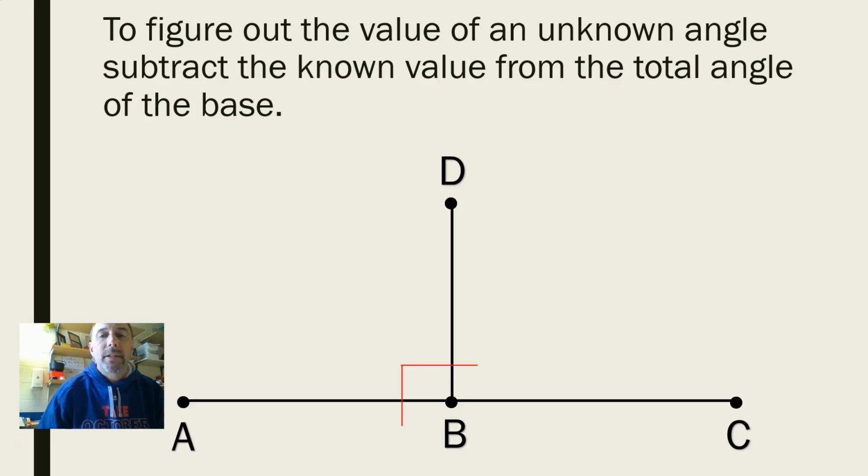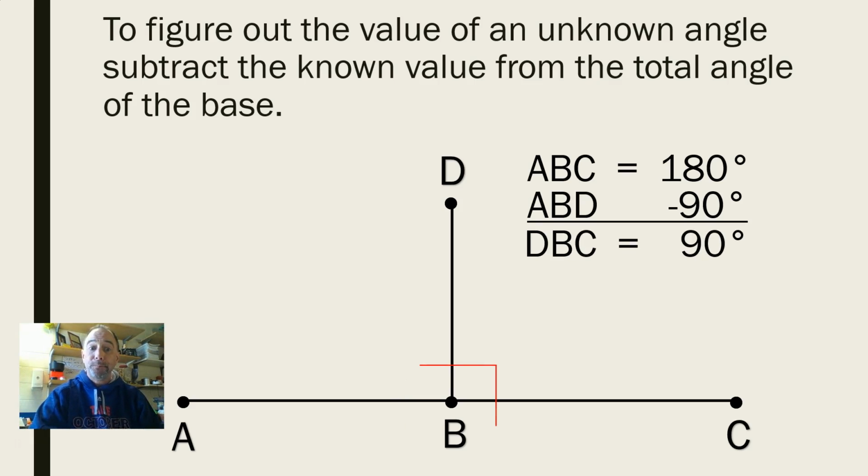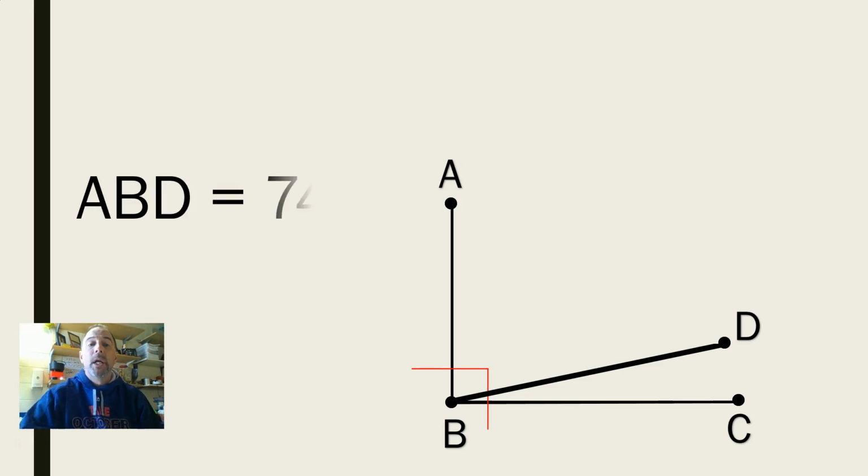We learned in our last episode that to figure out the value of an unknown angle, you just need to subtract the known value from the total angle of the base. Now, the base in this shape, obviously, is ABC. And the known value, well, how do I know what ABD is? Well, I know it is a 90-degree angle because this tells me it's 90 degrees. And when I subtract 90 from 180, that tells me that DBC is also 90 degrees. Coincidence? No, it's not. It's math.